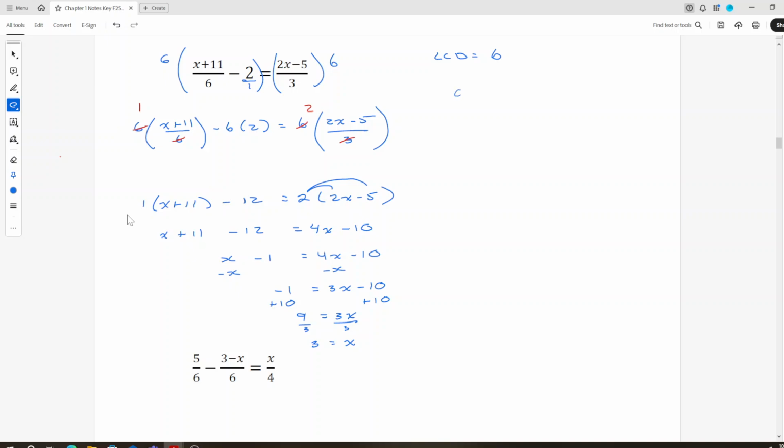Again, let's just keep this method of checking because these are hard. These are bigger, they're harder. So if I plug in x is 3, usually when I substitute in brackets, it's 3 plus 11 divided by 6 minus 2. Does that equal 2 times 3 minus 5 divided by 3? And again, we're going to let our calculator do the work.